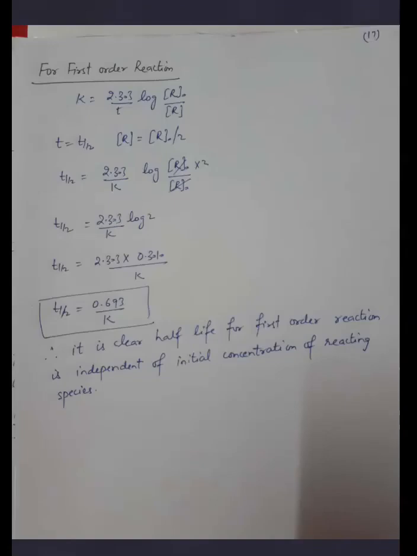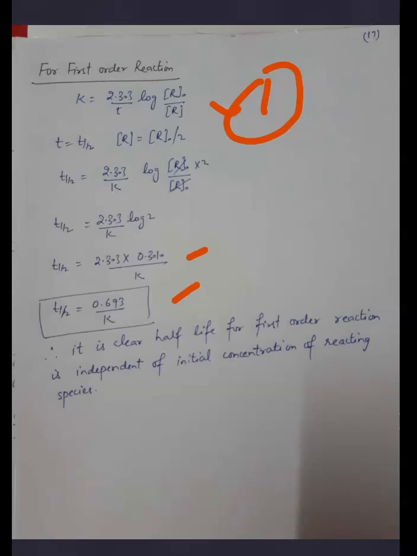Now next, the half-life period for a first order reaction. We have the integrated rate equation for a first order reaction: k is equal to 2.303 upon t log R naught upon R. So at t equal to t half, R is equal to R naught by 2. Putting the value of R equal to R naught by 2 in equation number 1, t half is equal to 2.303 upon k log R naught by R naught into 2. You know log 2 is 0.3010. So after calculating this, t half is equal to 0.693 upon k.